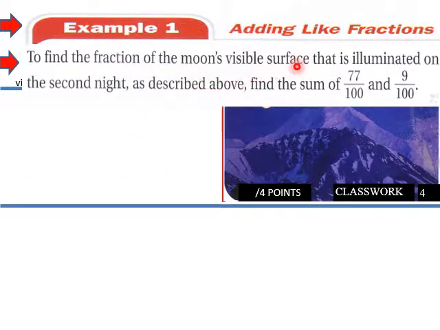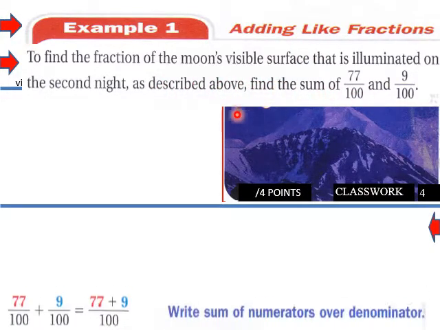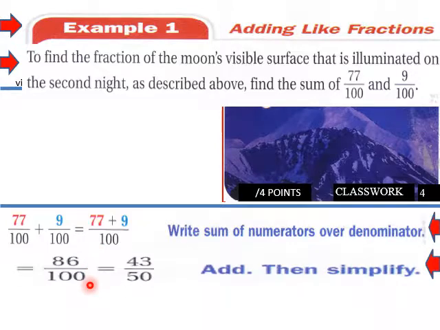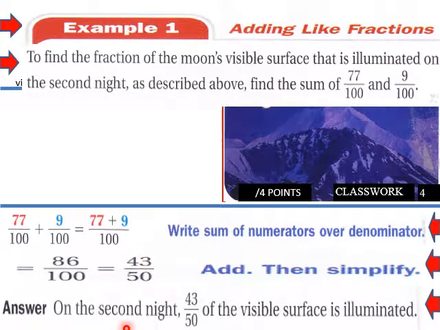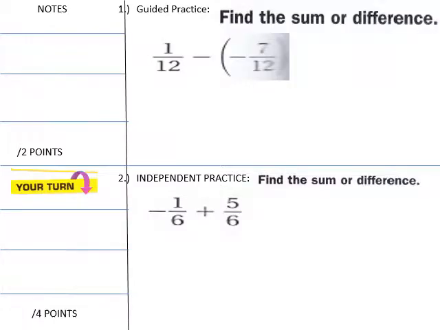To find the fraction of the moon's visible surface that is illuminated on the second night described above, find the sum of 77 and 9 over 100. So we add those together, and we get 86 over 100, which can be simplified to 43 over 50. On the second night, 43 over 50 of the visible surface is illuminated.